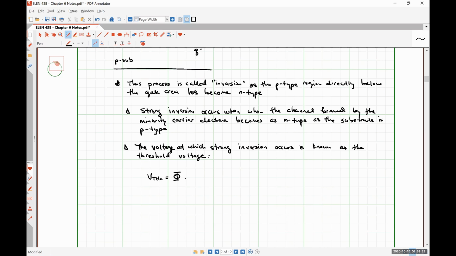So we're going to have phi_ms, which is the difference in the work potentials of the metal and semiconductor, plus twice phi_f, the contact potential of the substrate, plus the square root of 4 times the elementary charge times the permittivity of silicon times the absolute value of the work function multiplied by the substrate doping, divided by the oxide capacitance. So let's just be clear here.